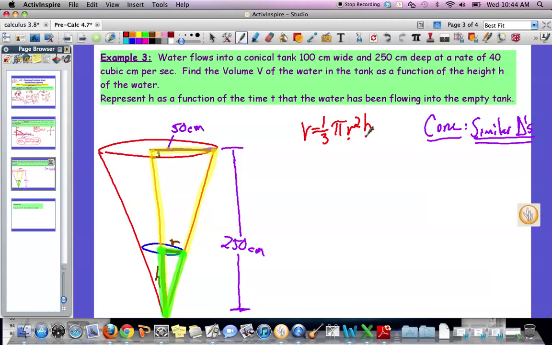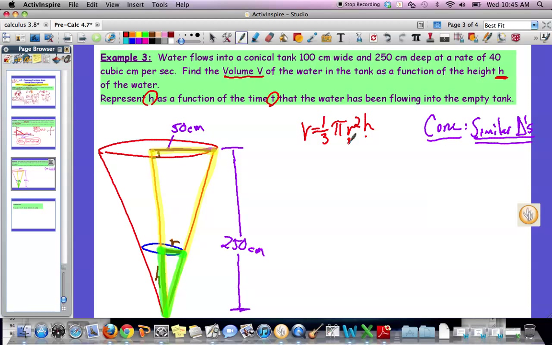Because it tells us to represent h, the height, in terms of time. But before we do that, it does tell us up here to find the volume as a function of h. That means I need to get rid of the r. Yep, I need r in terms of h is what I need.